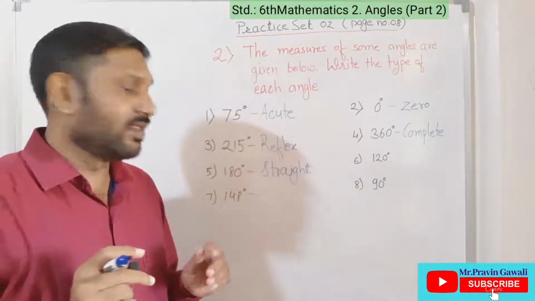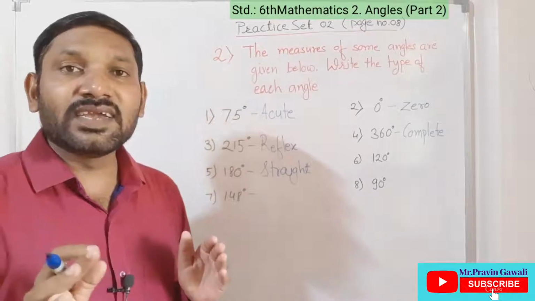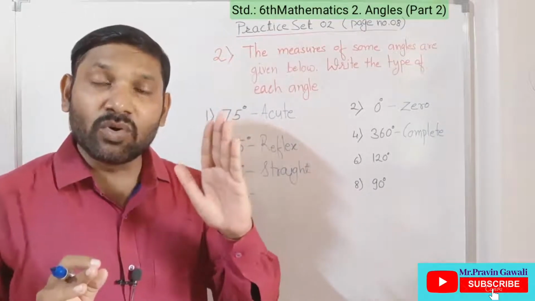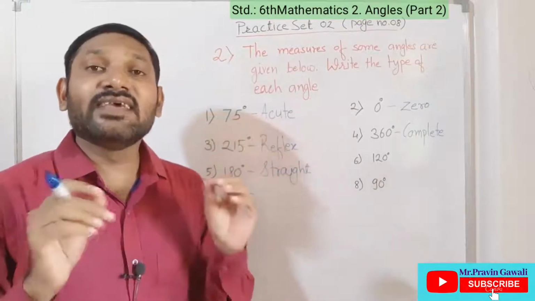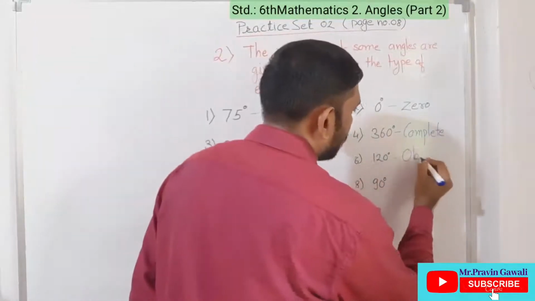Straight angle. Okay. Now the sixth one, 120 degree. 120 degree means what, student? See, it is more than 90 degrees and less than 180 degrees. It means it is obtuse angle.